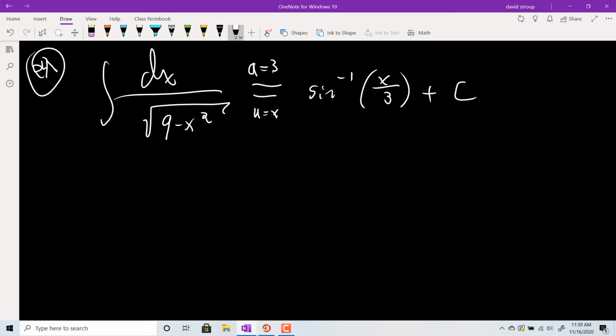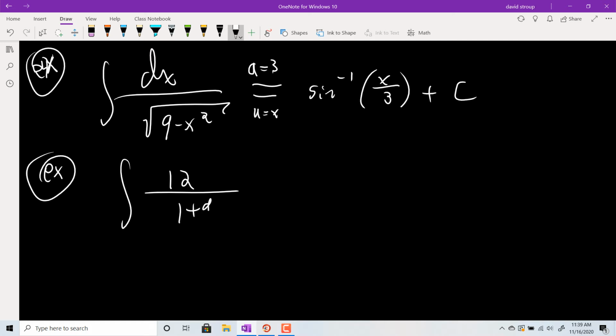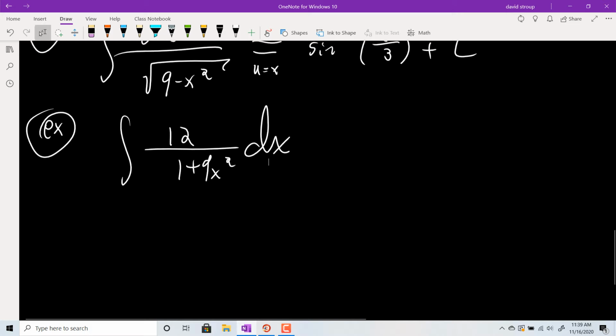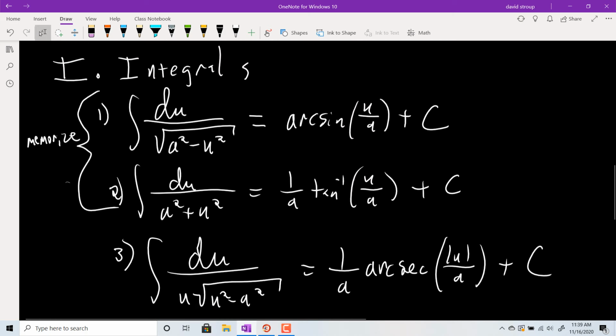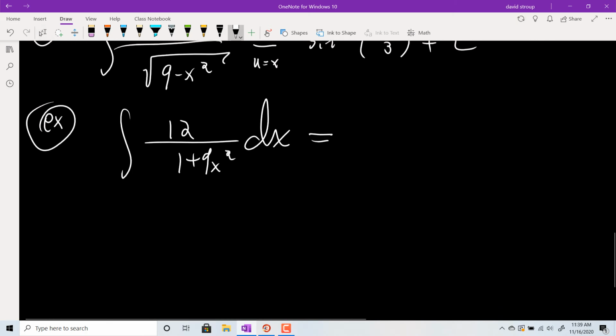Let's just call these examples from the book. We don't need to put numbers on them. Example: 12 all over 1 plus 9x squared dx. So what form is it? Well, it's the tan. Tan's the only one that doesn't have a square root on it, so it must be a tan form.